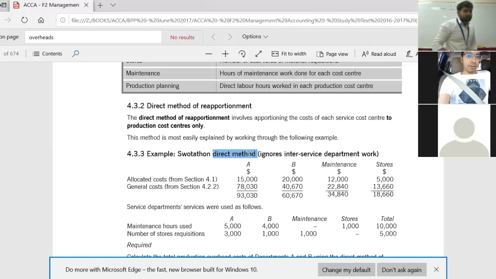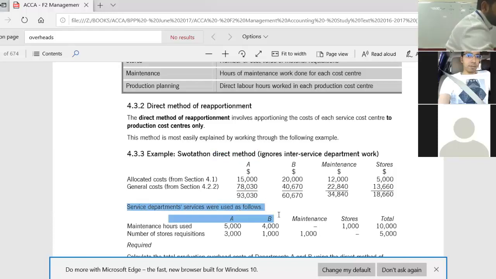90,030, 60,670, 34,840, 18,660. Fine. So we have got all these numbers here. Now we are talking about distribution. See, the first thing I want to do is take this cost from here. So I want to write 34,840 minus so that this becomes 0. And I want to distribute this cost here. Fine.